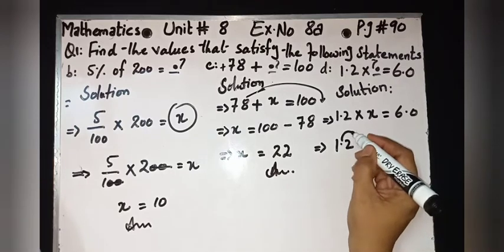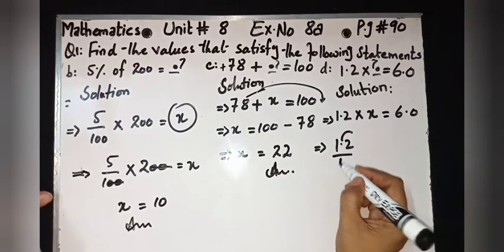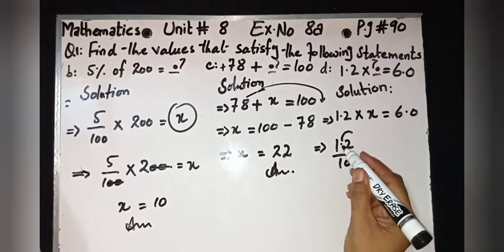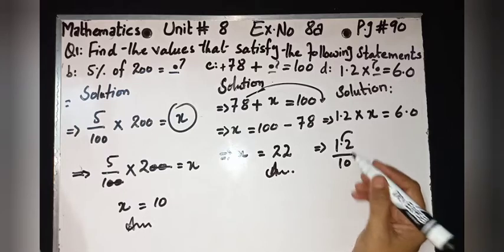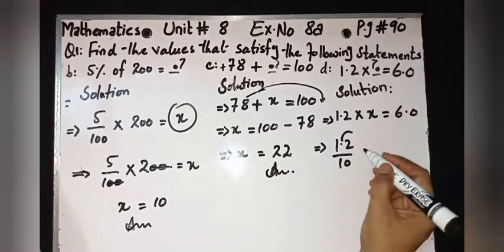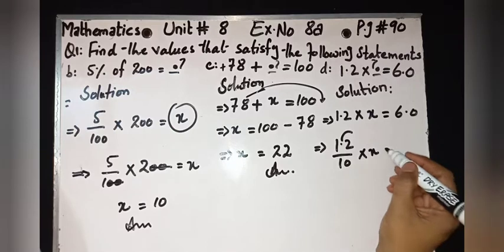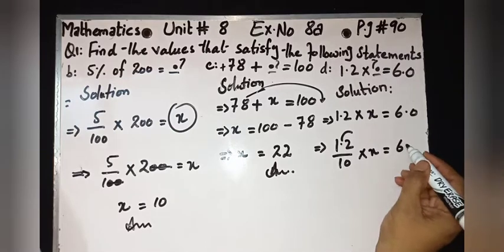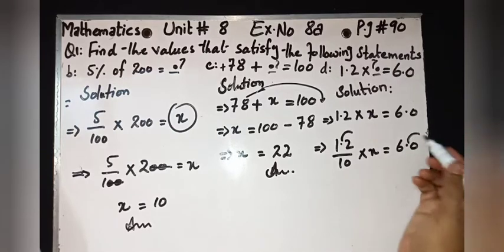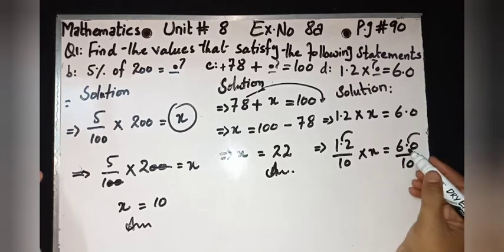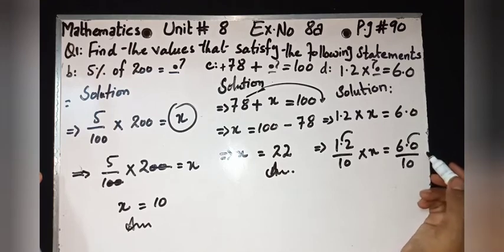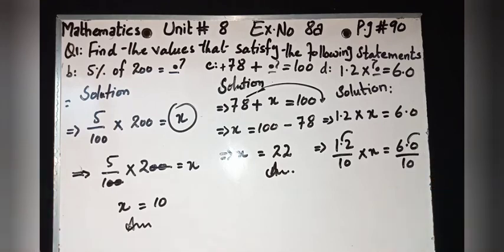1.2, remove the decimal upon 10. In place of the decimal we put 1 in the denominator, since there is 1 digit after the decimal, so we put 10, multiplied by x equal to 6.0. Remove the decimal, 10. Okay, same method: remove the decimal, 1 digit after the decimal, so we put 10.